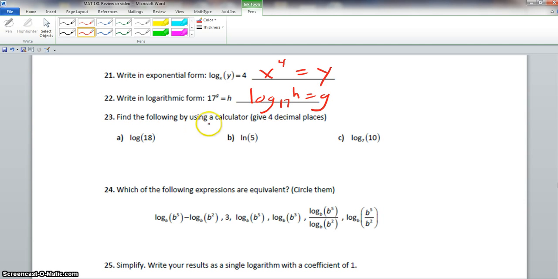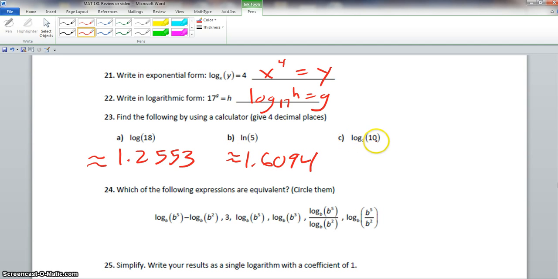It says 23, find the following by using a calculator. Give 4 decimal places. Now A and B is already set up where you could just type it right into your calculator. We will have log of 18, and it says the 4 decimal places. It will give us 1.2553. That would be the approximate answer. Now we'll do the natural log of 5, and that will give us 1.6094. And of course, that's an approximation as well.